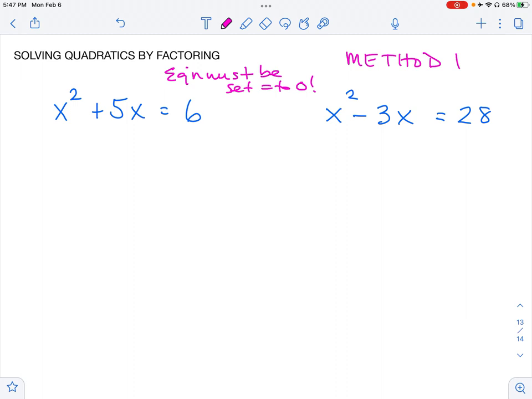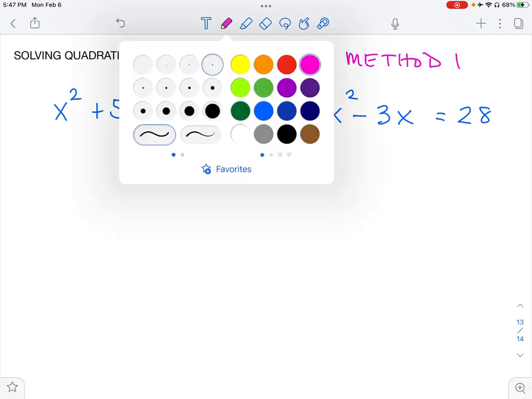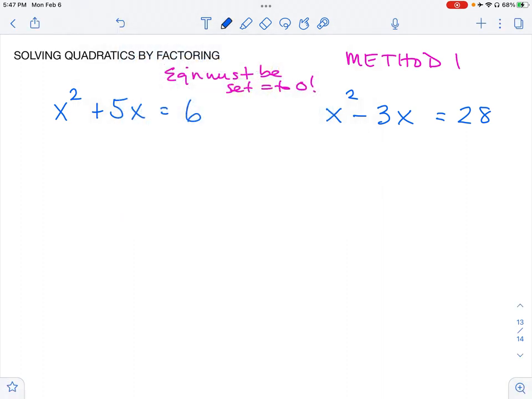So for this first example, x squared plus 5x is equal to 6. We're going to take the 6 and move it to the other side. Remember, when you move from the left to the right or vice versa, make sure you change the sign. Now you've got a trinomial set equal to 0. With a trinomial, we're looking for two numbers that multiply to the last number and add to the middle. So I want two numbers that multiply to -6 and add to 5.